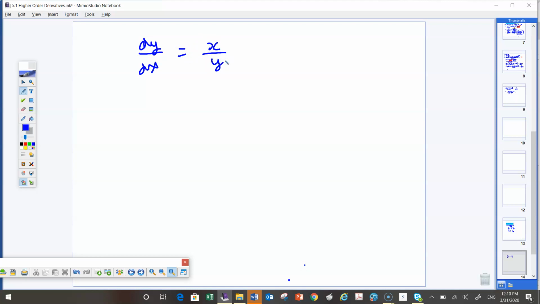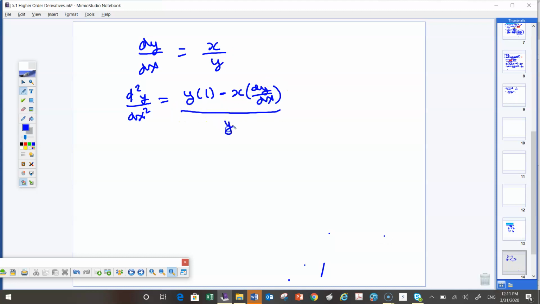So now I want to take the second derivative. So to take the second derivative, well, the derivative of dy/dx, using this notation, remember, is d squared y over dx squared. And now I have to use the quotient rule on the right side. So it's going to be the bottom times the derivative of the top minus the top times the derivative of the bottom. Well, the derivative of y is 1, and I have to times it by dy/dx. And this is all over the bottom squared.